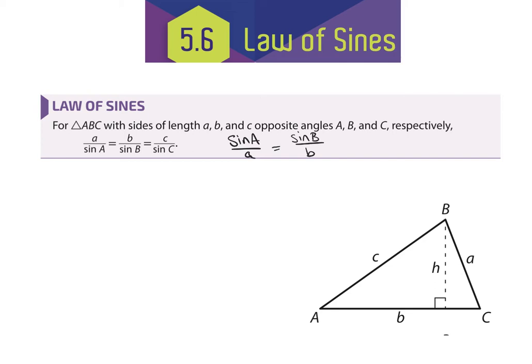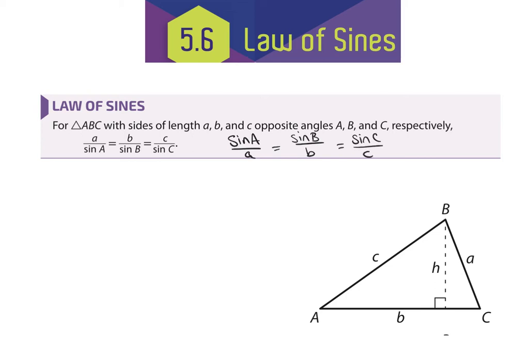Meaning if you're solving for sine of B, put your sines on top. If you're solving for a side length, put your side lengths on top, right? Because it's just easier to solve when the variable you're solving for is in the numerator, all right? But it works either way. This is your law of sines.